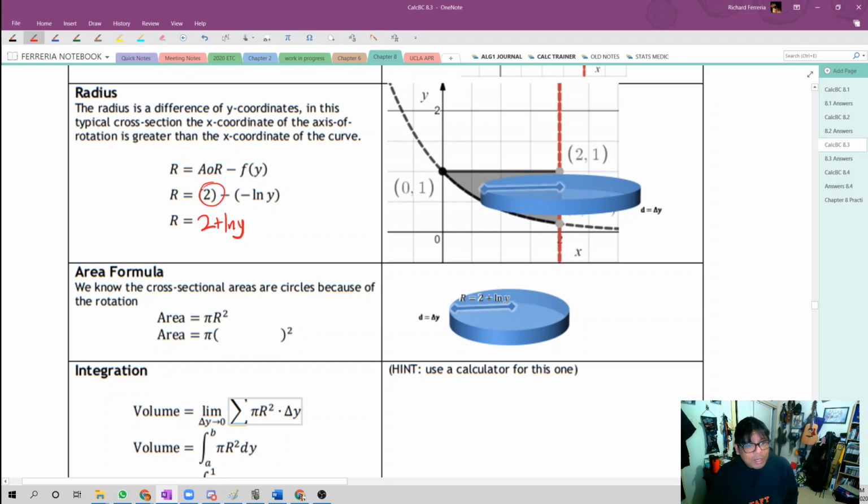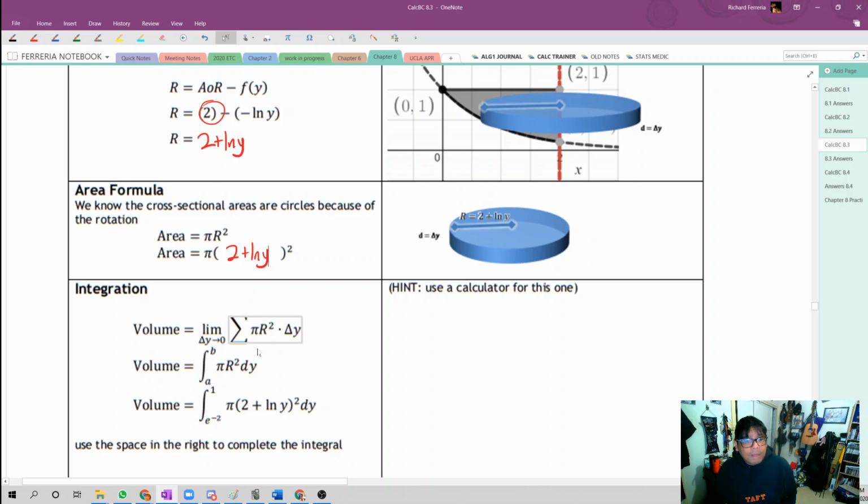The area formula is going to be pi r squared, which is pi multiplied by 2 plus natural log of y, whole thing squared. Same idea. We're going to integrate from e to the negative 2 to 1 of pi r squared. So let's write that all in there. We're integrating the integral from e to the negative 2 to 1 of pi, our radius 2 plus natural log of y, squared, dy.